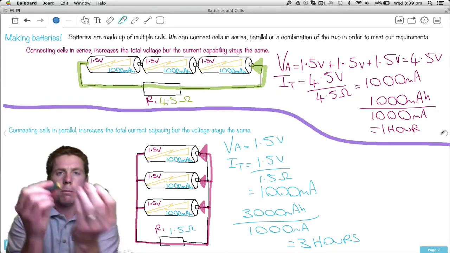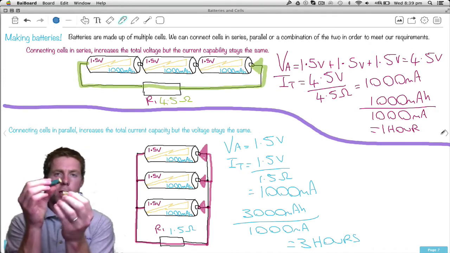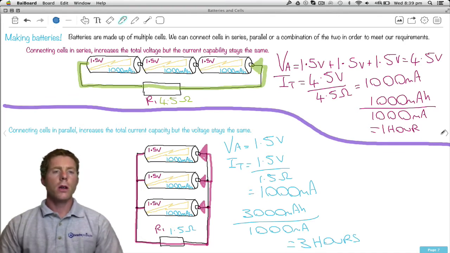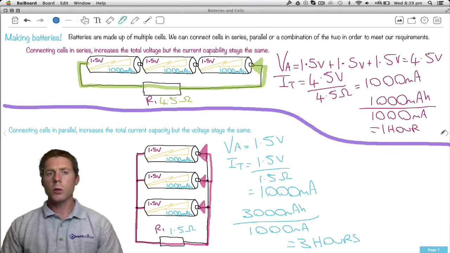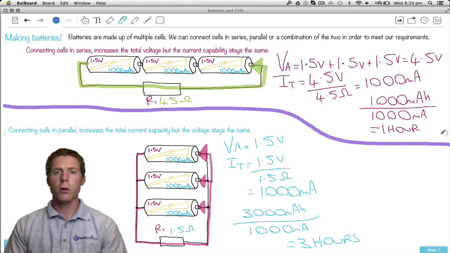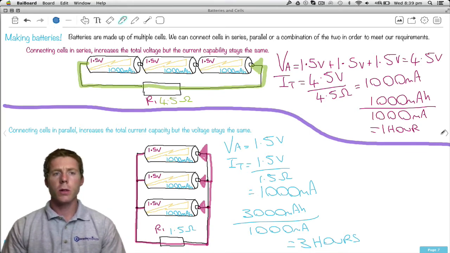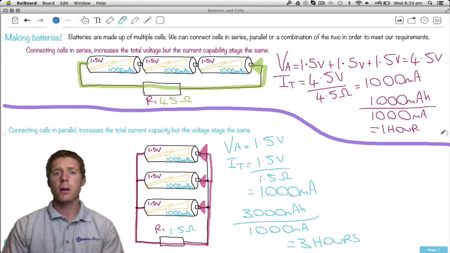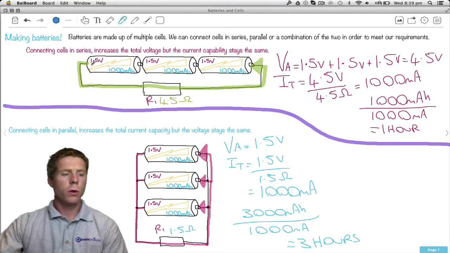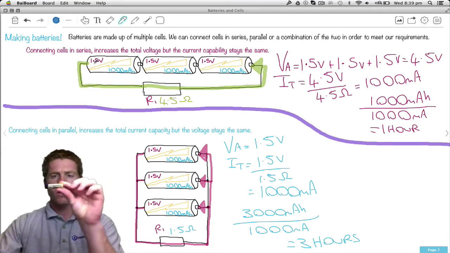Okay, so now let's talk about actually making batteries like this. To make batteries, we get multiple cells and we connect them together in some kind of configuration. So batteries are made up of multiple cells. We can connect cells in series, parallel, or a combination of the two in order to meet our requirements. Connecting cells in series increases the total voltage, but the current capability stays the same.